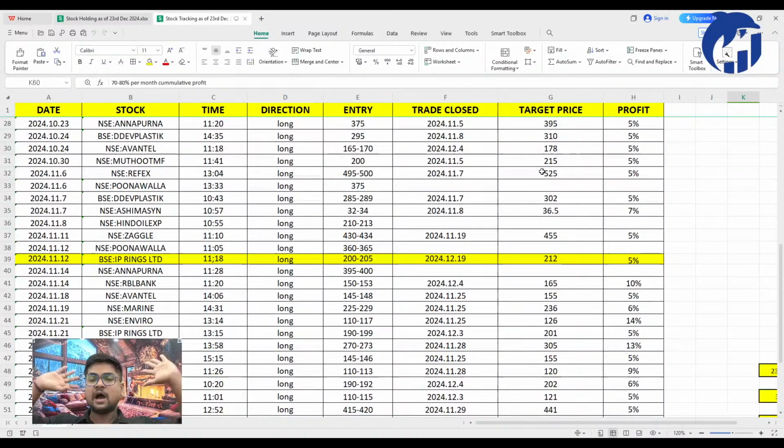Just let me know, are you able to gain this much profit in the market? Please let me know. I can see the comments. Most of you are saying no. So you are not able to make profit by yourself, right?